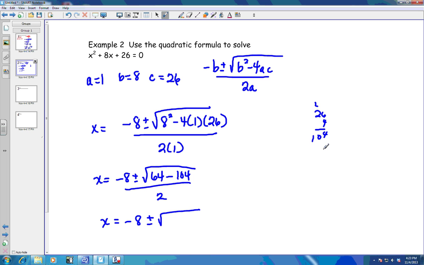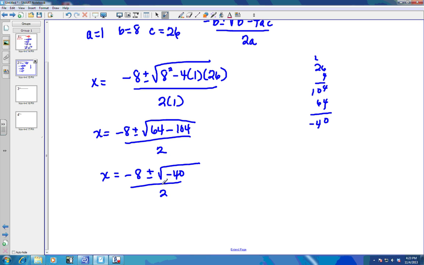So x is equal to negative 8 plus or minus, 64 minus 104, so that's going to be negative 40, over 2. Now, here's the deal. Negative 40, first of all, I have a negative underneath the square root, so I know that that's going to be an imaginary number. So what I usually do, negative 8 plus or minus, that's going to be i, and now that 40 is a positive now.